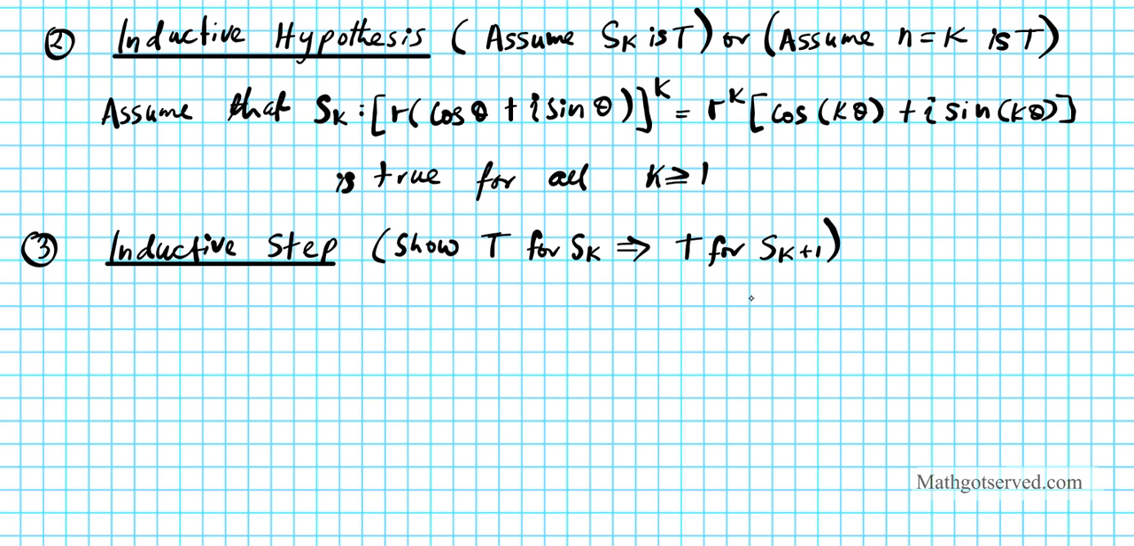All right, so what I'm going to do is start with the next step, which is s sub k plus 1. So I'm going to start with the left side of my statement, and then I'm going to take a step. Remember, we want to show that s sub k plus 1 is true based on the assumption that s sub k is true. So taking a step forward, the left side of s sub k plus 1 is going to be r cosine theta plus I sine theta.